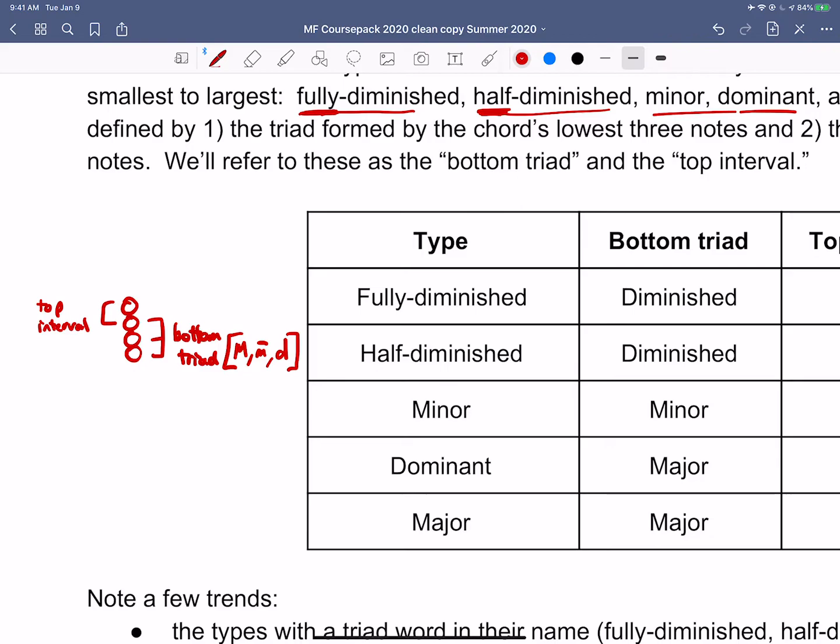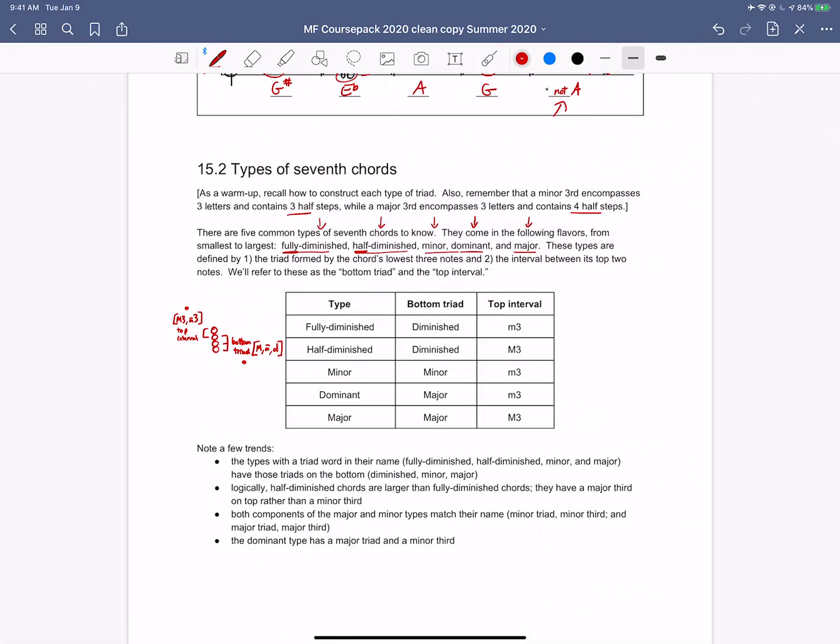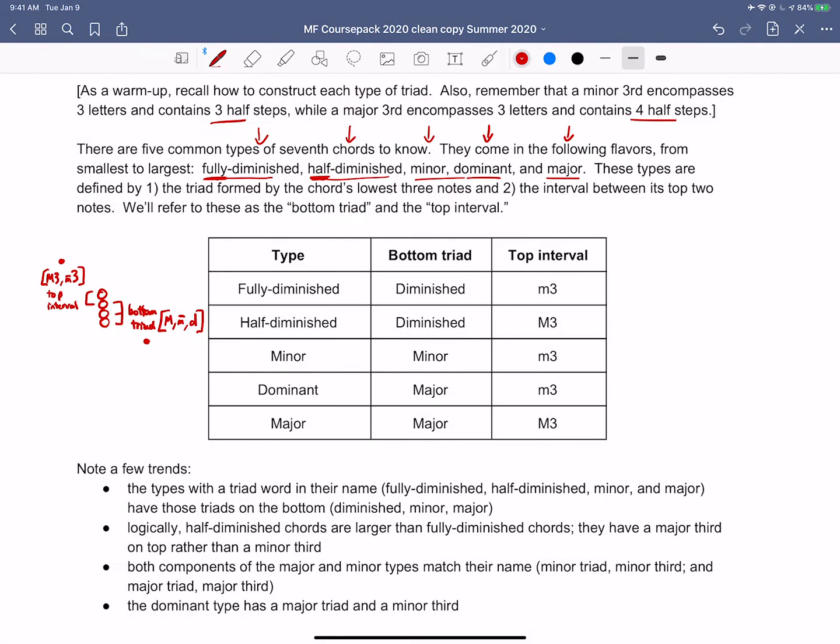Seventh chords are nothing more than a series of stacked thirds. So the interval is always going to be a third, and it's either going to be a major third or minor third. So in order to construct these seventh chords, you're going to take some kind of bottom triad and combine it with one of these top intervals, and that will make, in nearly every case, one of the chords on our list. So here is our chart, and this should be self-explanatory to a degree.